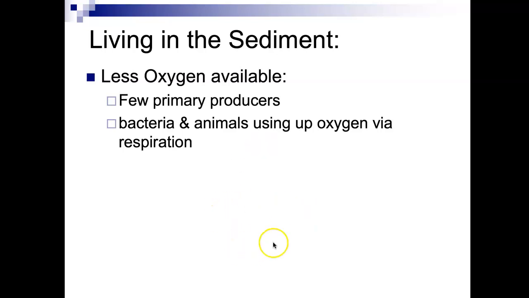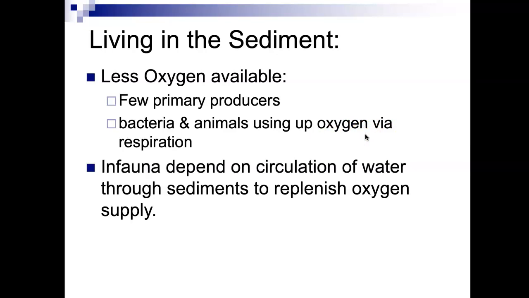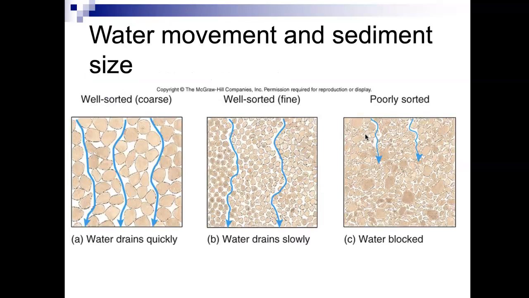And so in the sediments, because you don't have a lot of primary producers producing oxygen, and then you have bacteria and animals using up oxygen within the sediments, you end up with very little oxygen, especially when the tide goes out, okay? So there's less oxygen available. So infauna really depends on the circulation of water through those sediments to replenish their oxygen supply with the incoming tides. Now, you can see here, this shows you the water movement through the interstitial spaces.